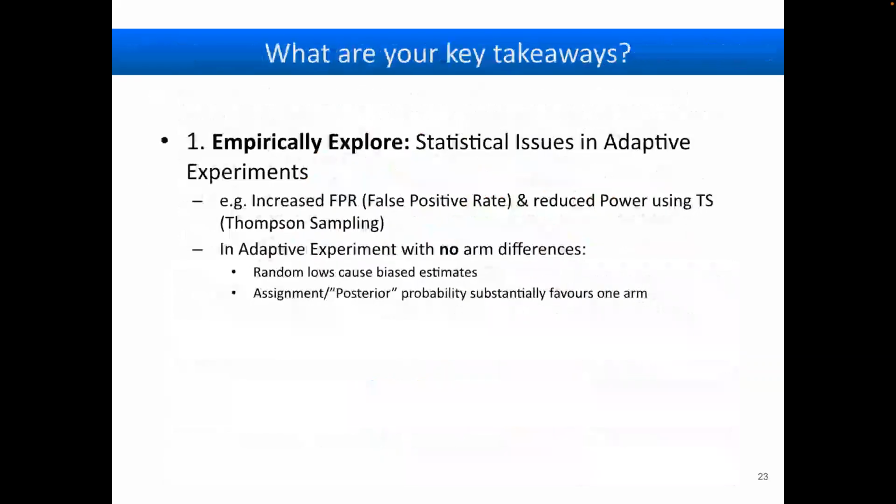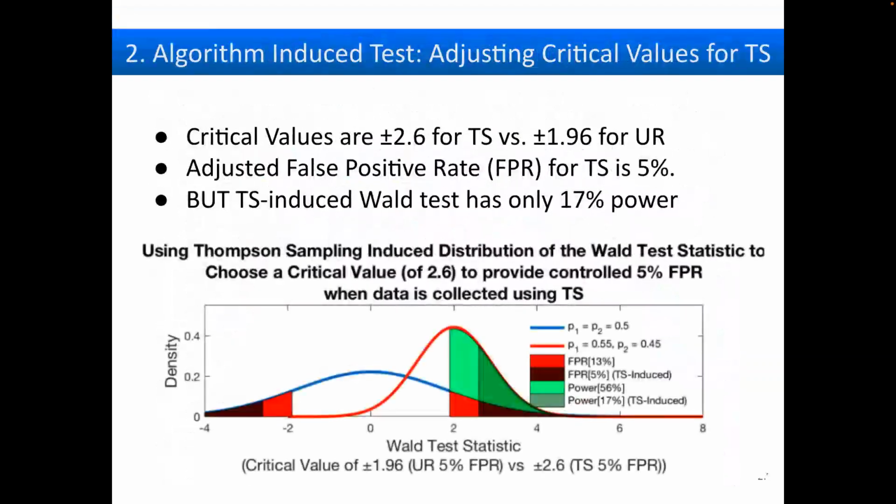And so I think you can all see a natural way to tackle this, right? For any algorithm, for any statistical test, you can have this algorithm-induced test where you simulate under the null. In this case, it was 0.5 and 0.5, and you could also choose that based on your particular experiment. Simulate under the null, and then you just adjust the critical value to give you 5%. So now you change the critical value from 1.96 to 2.6. So you get a controlled false positive rate. But what's your power? 17%.